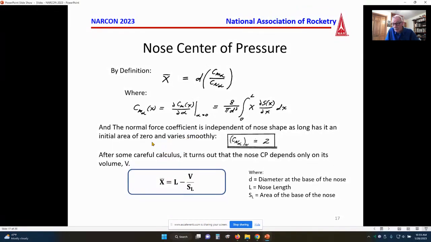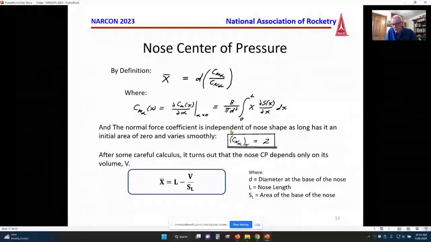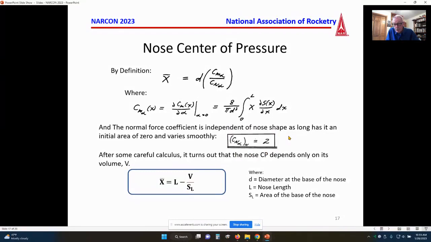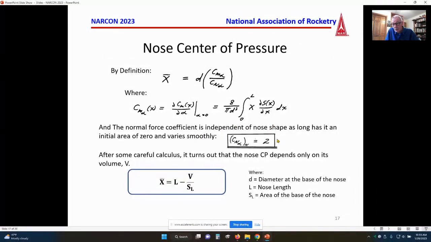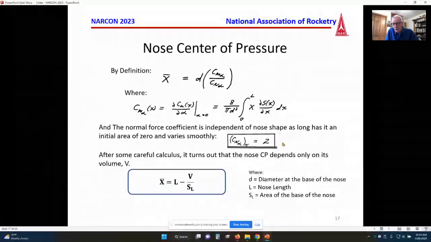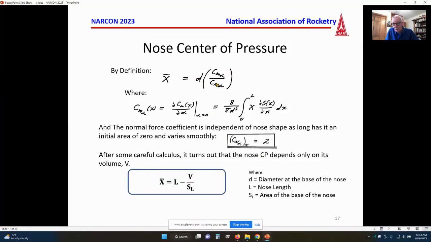What is the volume? It also turns out that the CN alpha, the result of the analysis on the nose of any shape, it turns out, thank heavens, is always essentially 2. That is, the CN alpha of the nose, when you use it in this equation up above here, is 2.